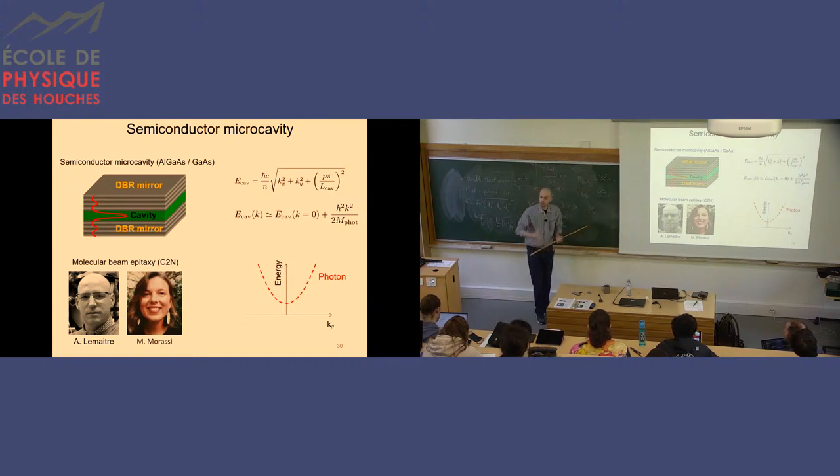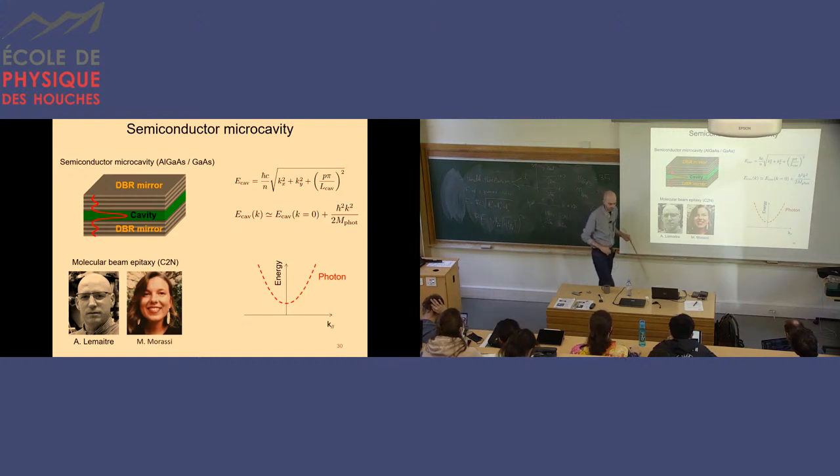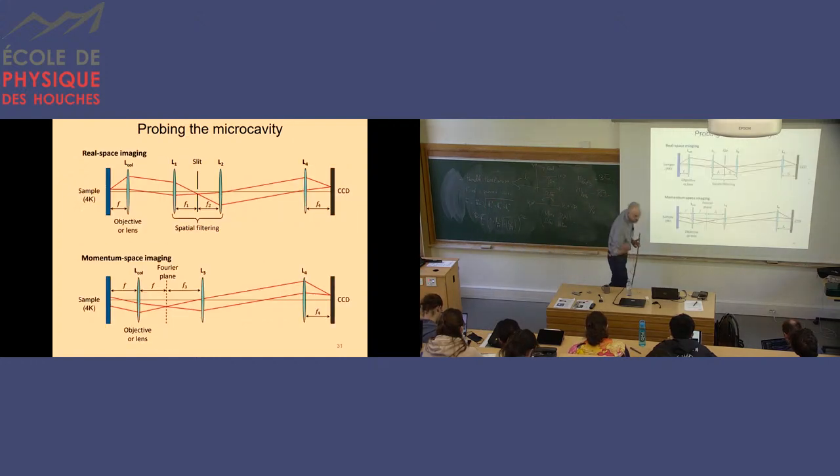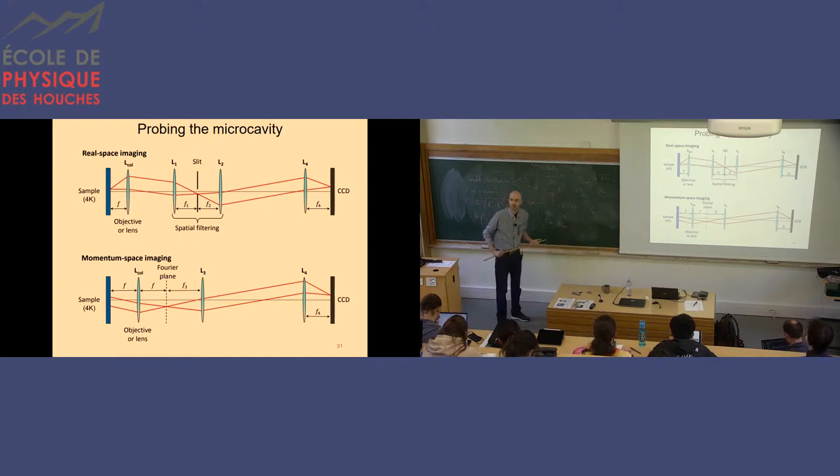A DBR mirror is a mirror. So if you take a single mirror and you excite your mirror, like 99.99% of the light will reflect. But the magic of the optical cavity is that when you put two mirrors in front of each other, you have this kind of resonances that appear and create the cavity mode. So that's what we are going to use here. Actually, this is a bit related to your question. My next slide is how to probe the optical cavity.